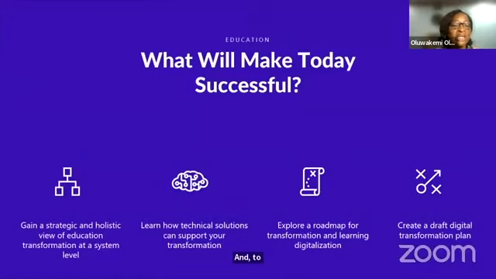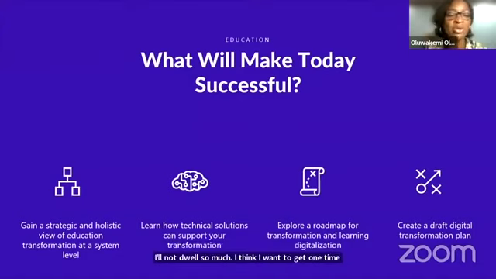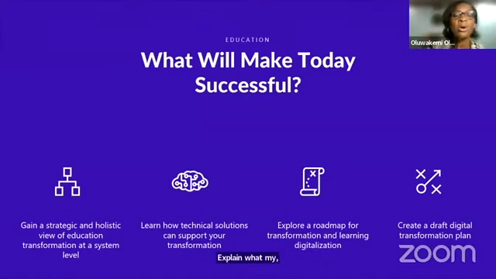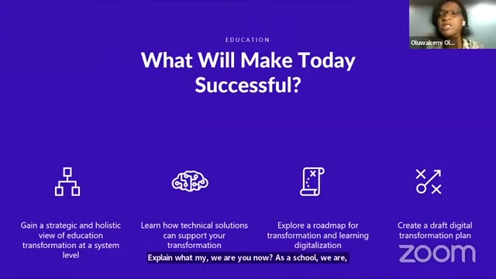And to make today's education successful, we need to gain a strategic and holistic view of education transformation at a system level. I'll not dwell so much on it. There are things I want to get to, and time is already fast spent. Learn how technical solutions can support that transformation. Explore a roadmap. Where are you now as a school? Where are you now as an educator? What roadmap are you setting for yourself? And how would you get there?